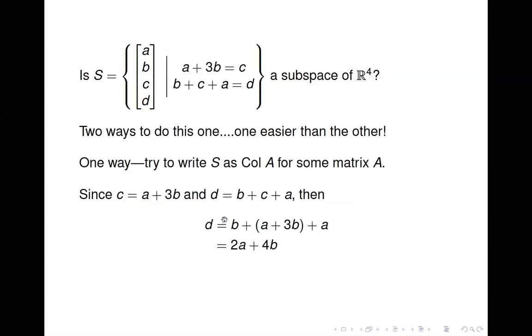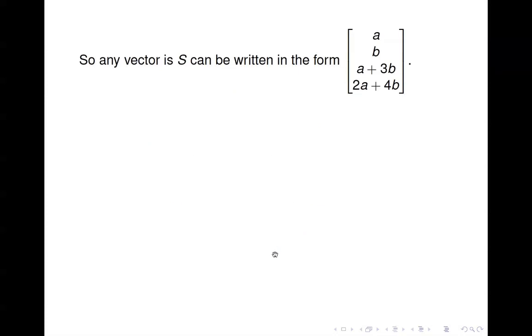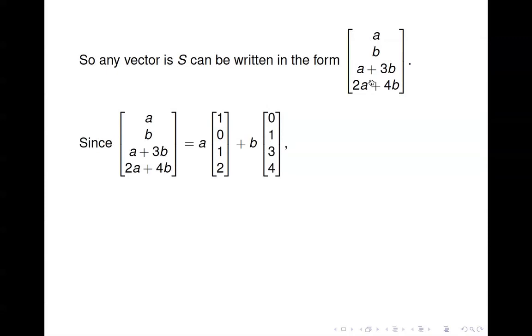So D is B plus C plus A, and C is A plus 3B, so we plug that in for C, and we end up with D equals 2A plus 4B. So we can write any vector in S in this form. So we replace C with A plus 3B and D with 2A plus 4B. And then it's just a matter of writing that in parametric vector form and throwing those columns into a matrix.